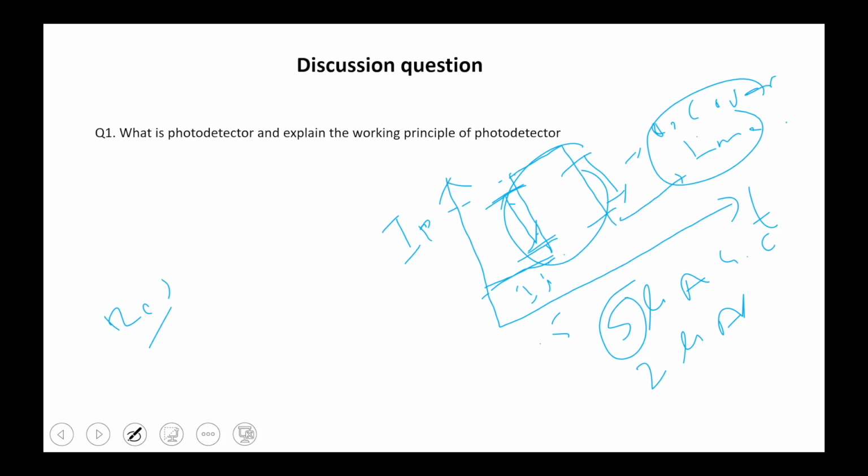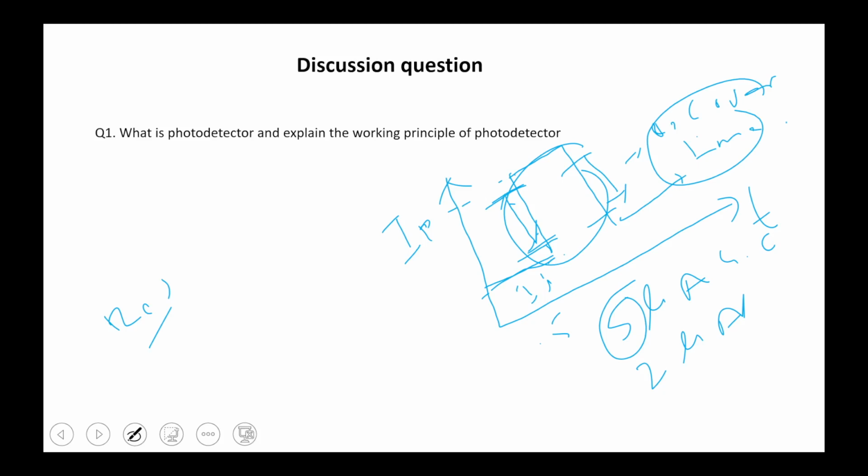Sir, quantum efficiency, maybe. Yes, quantum efficiency is an important parameter. How do you define the quantum efficiency? Sir, it is the ratio of the electron generation rate to the photon incident rate. Okay, and what is the unit of that? Actually, not every photon incident on the depletion layer will generate an electron-hole pair. That's why we calculate the quantum efficiency.